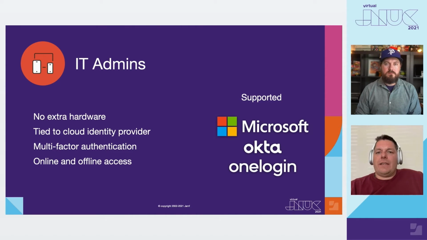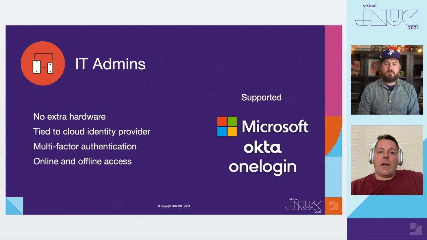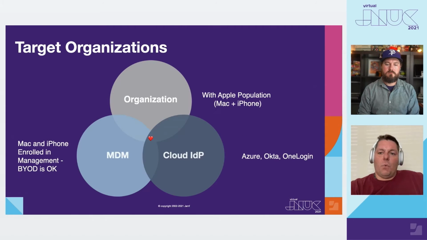And network connectivity is not really required. The multicast protocol that Mike will talk about later doesn't require an active network connection to authenticate. So basically, you have offline MFA. And of course, the top three identity providers right now are supported: Microsoft Azure, Okta, and OneLogin.